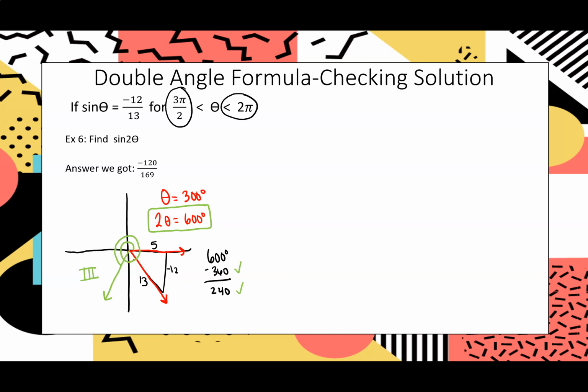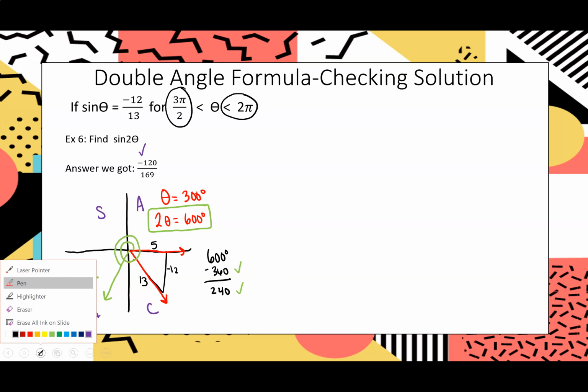Now, we are asked for sine of 2 theta. Well, let's remember, all students take calculus. So here in the 3rd quadrant, we know that only tangent is positive and sine and cosine should be negative. So we are correct in thinking that we should have a negative.